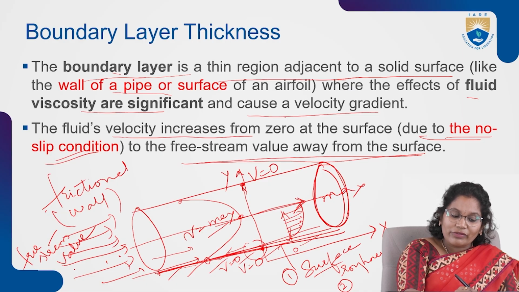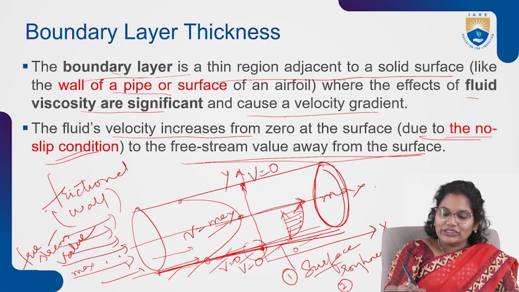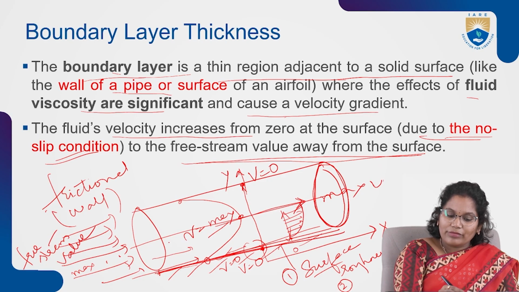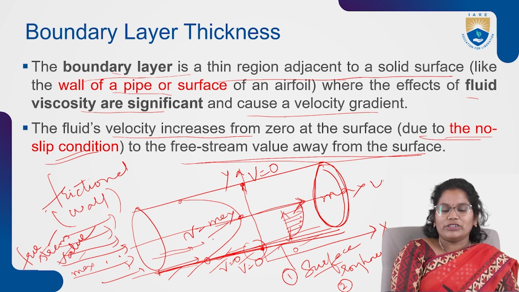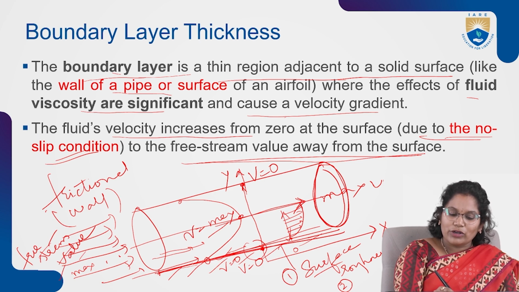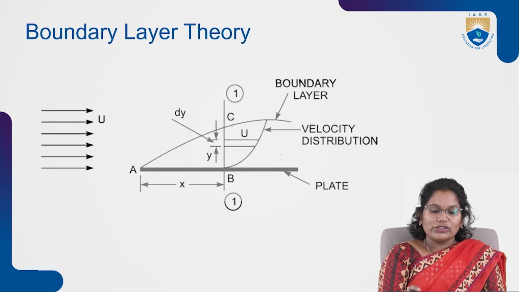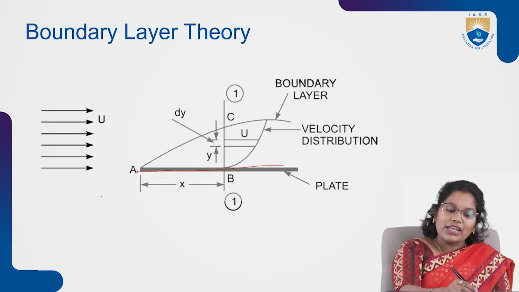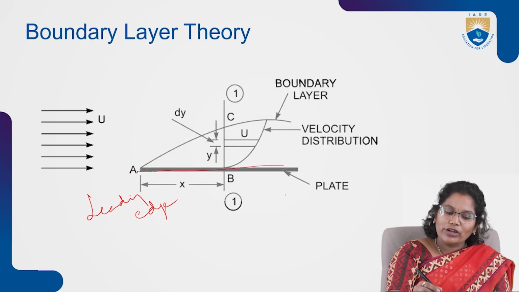Whatever velocity we are sending as an inlet, that occurring velocity we are calling the free stream velocity. This value, at some point, we are calling the free stream velocity, right? So this is your boundary layer.